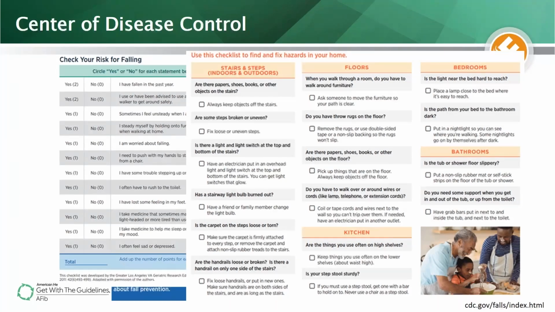In the kitchen, can they put things on lower shelves? Things up on high shelves can be problematic. Are they careful, using a step stool only with a bar, or avoiding step stools? Is there a light in their bedroom that's easily accessible within reach? Is there a direct path to the bathroom? Do they have aids in the bathroom to help them with slippery conditions, and support for the bathtub and toilet?